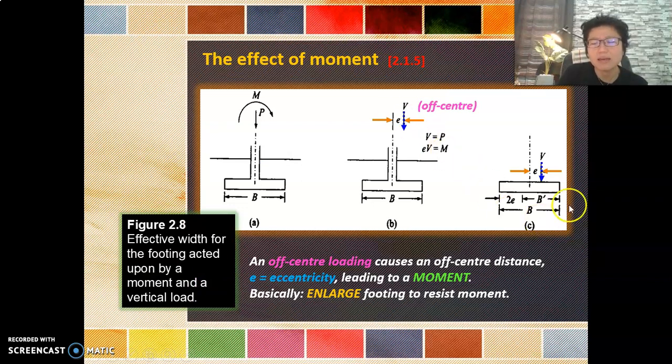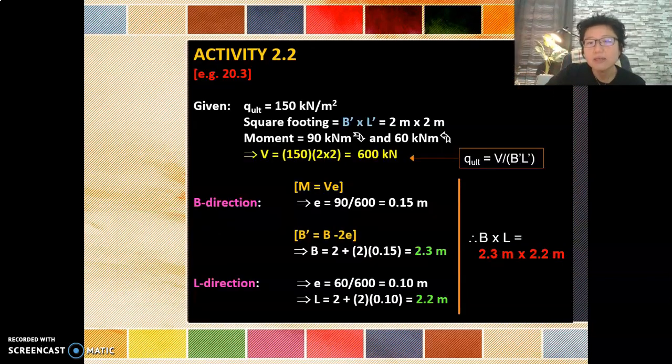Now I say, what is B prime and L prime? Now look back in the diagram here, look back in the figure you have here. B prime, L prime, so that is the footing size where the eccentric load is no longer eccentric, it is in the center. Okay, and the moment given in one direction is 90, the other direction is 60. So we know that moment usually acts in two directions. You have one direction, the other direction, depending on the situation.